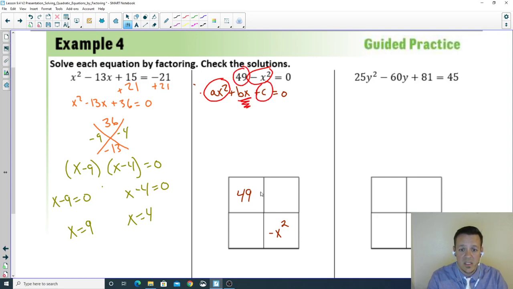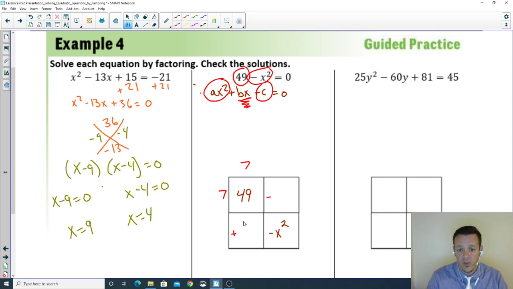Missing this, which means one of these is going to be negative and one's going to be a positive, but they're going to cancel each other out. So what you're going to have here is going to be the number. And so this is where I got to make sure you guys understand this process. So what two numbers multiplied would make 49? It would actually be what? 7 and 7, right? 7 times 7 is 49.